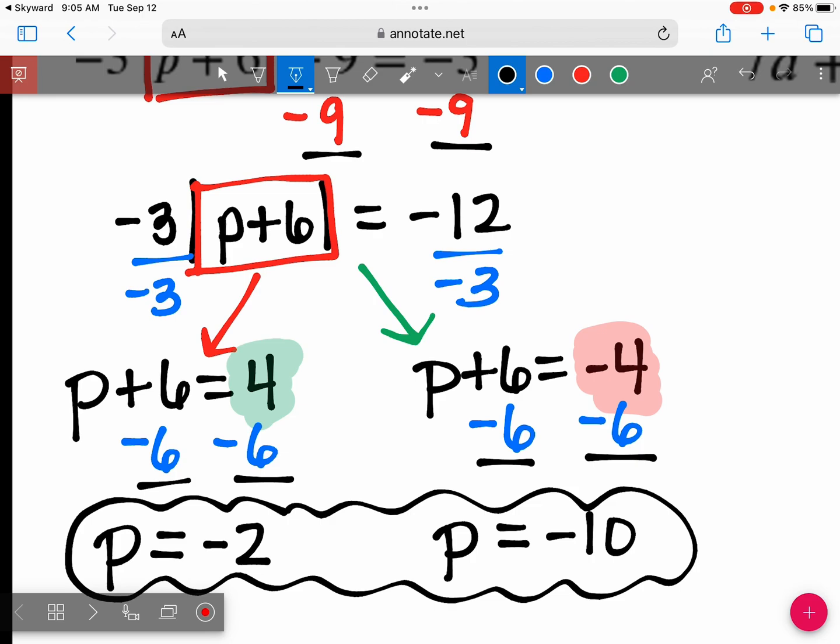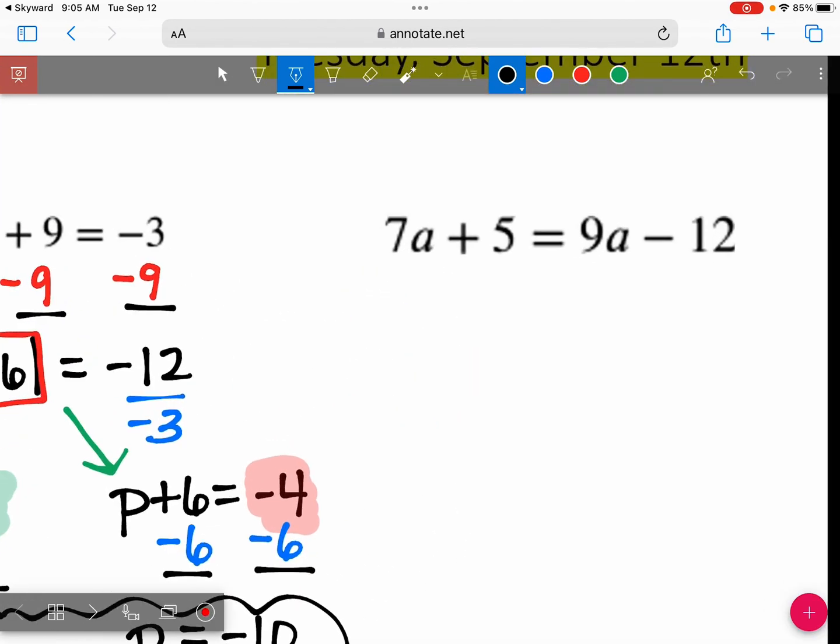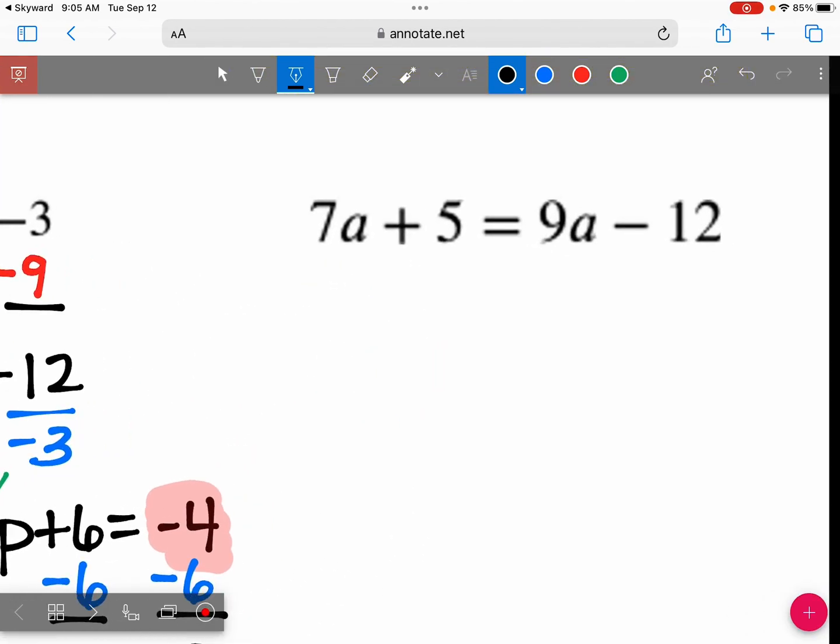Is that second equation an absolute value equation? The one on the right? Do you see absolute value in this one? Nope. So we're just going to solve it like regular. So we're going to bring our 7a's. I'm going to subtract my 7a.